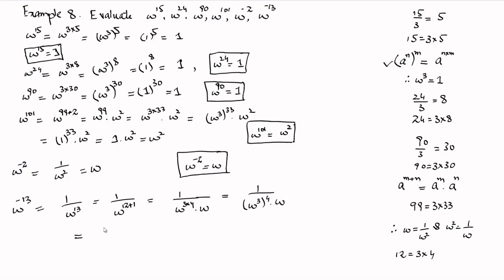Insert omega cube is equal to 1. So we have 1 raised to the power 4 into omega. 1 raised to any power is 1, and 1 multiplied with omega is omega, and 1 over omega is equal to omega square. So we can write that omega raised to the power minus 13 is equal to omega square.